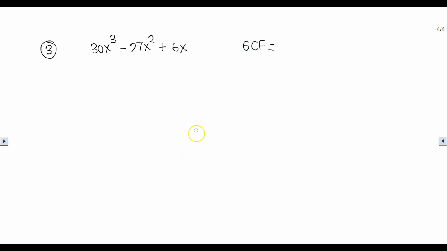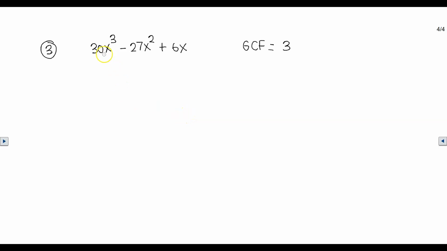So we'll start by seeing if there is a GCF that can be removed. All right, so when I look at this problem, my coefficients are 30 and 27 and 6. I think the biggest number that all of those will evenly divide by is a 3.